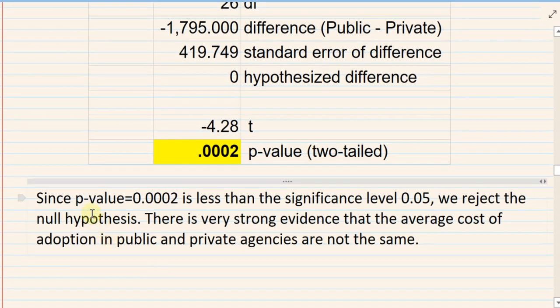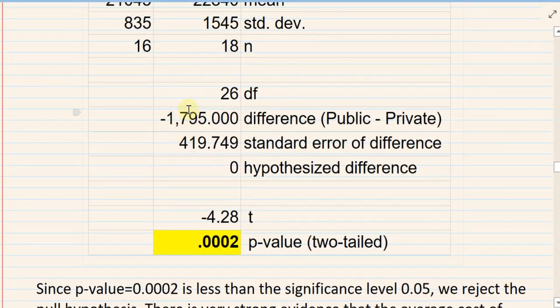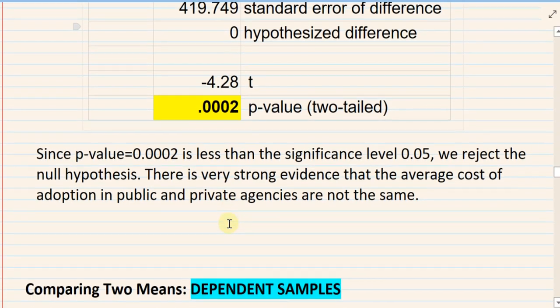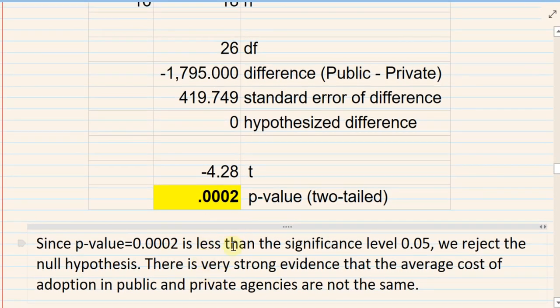So here's my decision. Because the p-value is less than 0.05, we definitely reject this null, and there's very strong evidence the average cost of adoption in public and private agencies are not the same. And again, it looks like they're higher to the tune of $1,800 at private agencies. So how are we going to do this in Megastat? Let's go to Megastat.